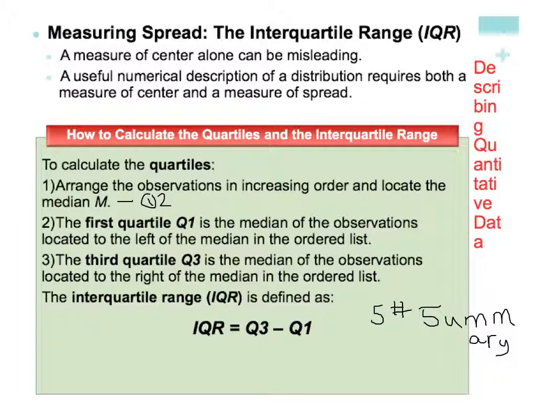Q1 is the median of the observations that are located to the left of the median. Q3 is the median or middle of the observations that lie above the median. And then the interquartile range, which we'll learn or review, is the box in a box and whiskers plot, the middle 50% of the data. That's found by taking Q3 minus Q1.